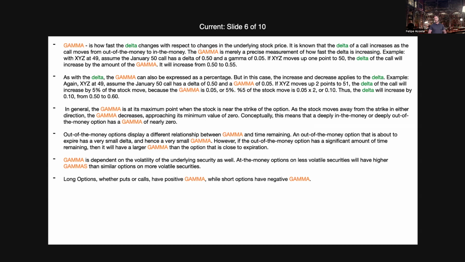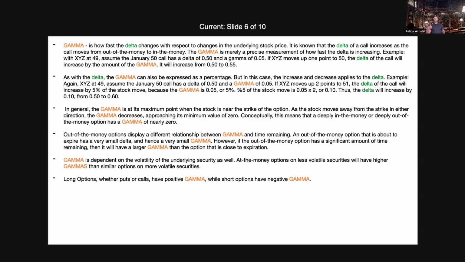For example, XYZ is at 49. Assume the January 50 call has a delta of 0.50 and a gamma of 0.05. If XYZ moves up 1 point, so from 49 to 50, the delta of the call will increase by the amount of the gamma. It will increase from 0.50 to 0.55, by the 0.05, which is the gamma.